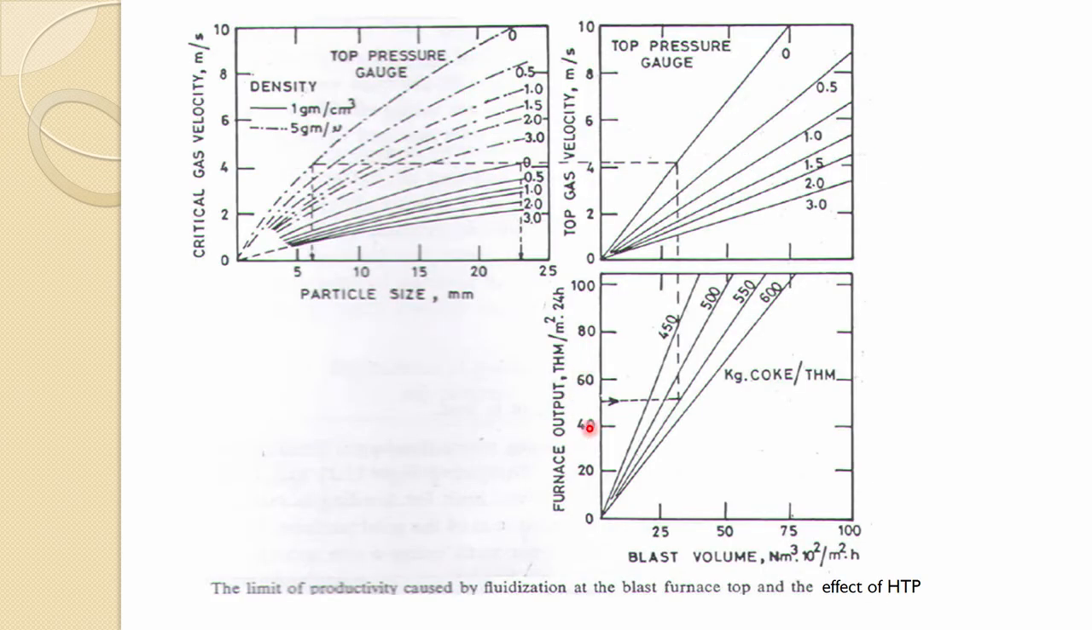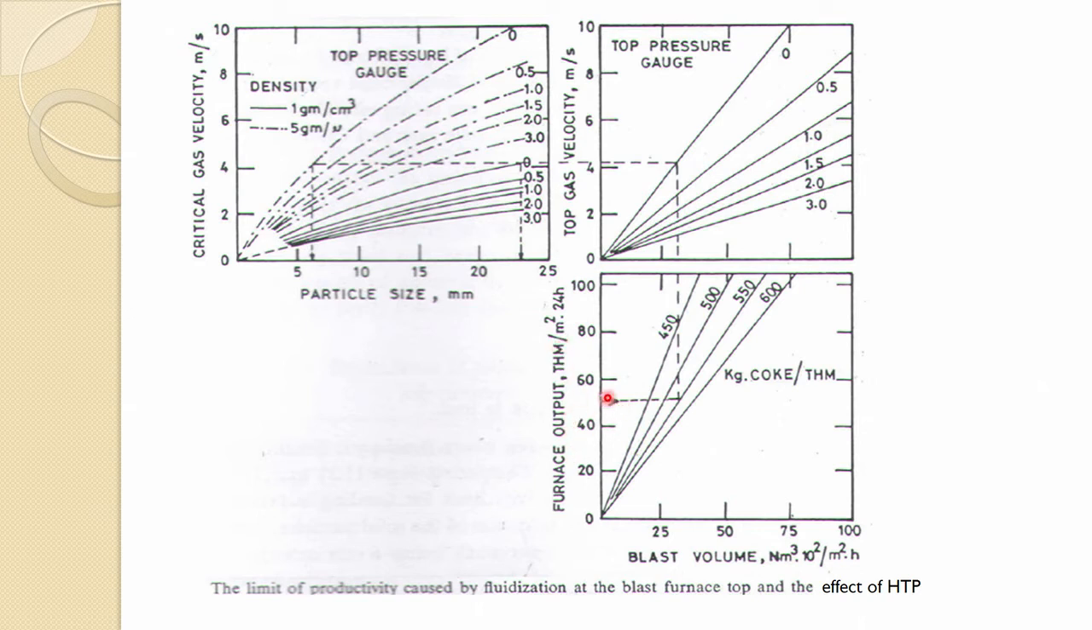So, this is the thing which it is talking about. This gives one idea of the limit of productivity caused by fluidization at the blast furnace top and the effect of high top pressure. This figure is quite complex and it is a very good figure to judge what sort of productivity one can have.